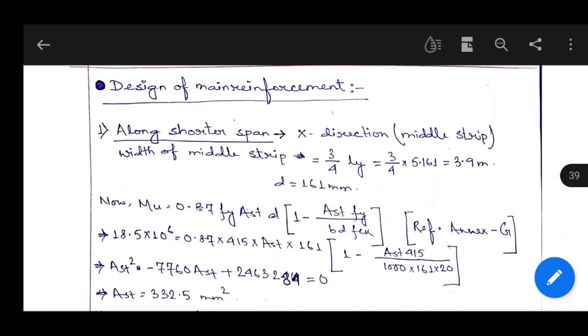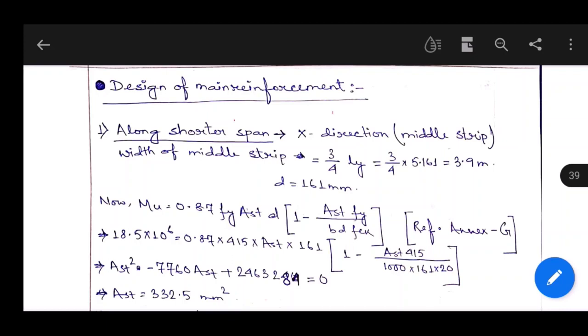Now AST means area of steel, so area of steel is unknown here. We have to find out area of steel from this equation. D, that is depth, is also a known value. Within bracket, 1 minus AST, area of steel, which we have to find out, is unknown, then Fy, grade of steel, is a known value. B is width, D is depth, and FCK is characteristic strength of concrete. All are known values. So now we just have to put the values in the equation, and from this equation we can find out the unknown value of AST.